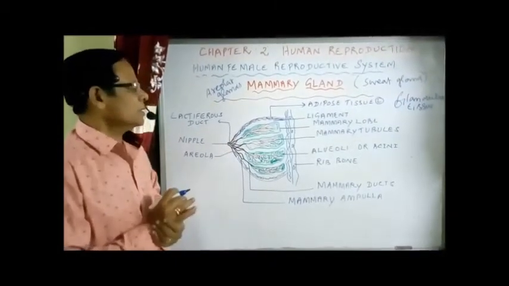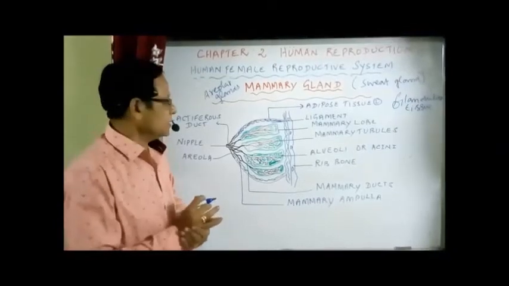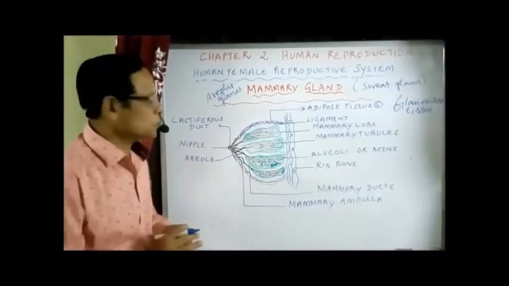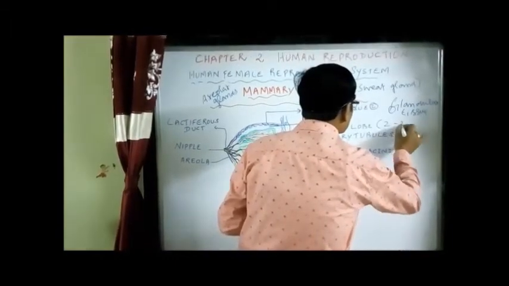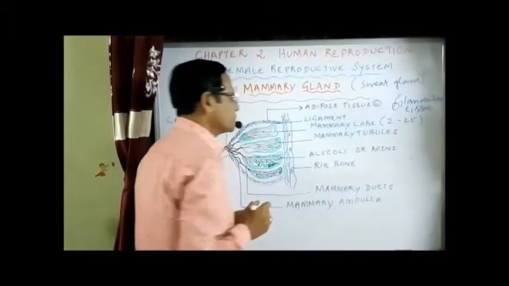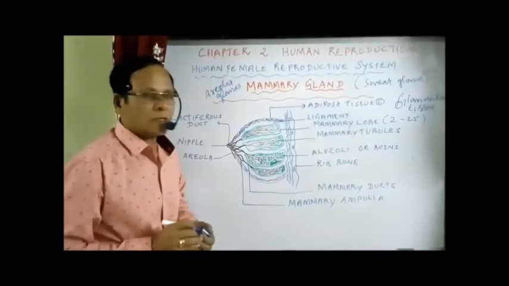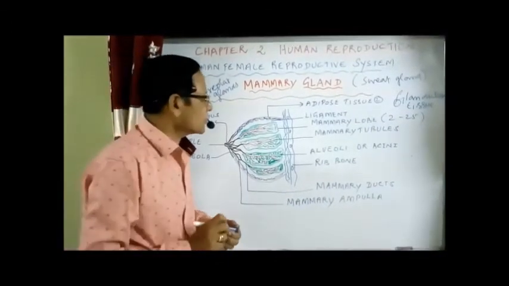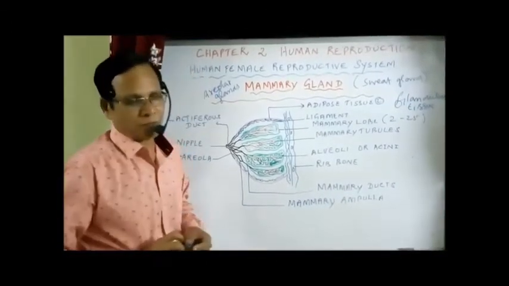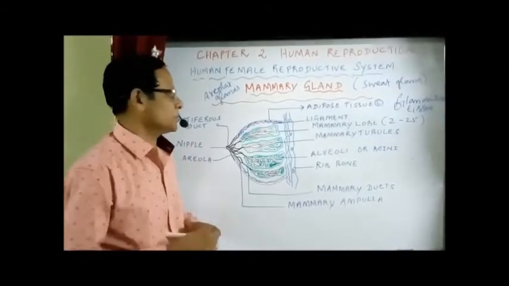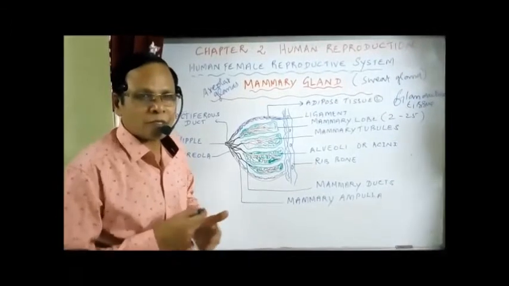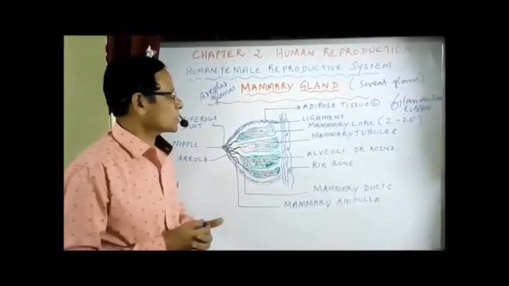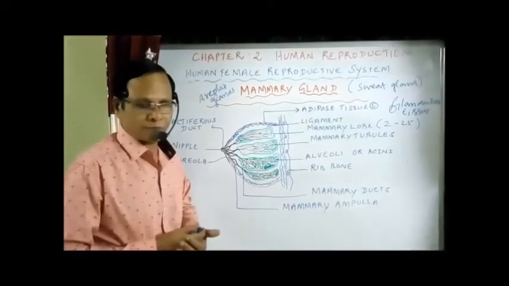That's one. Now internally, the mammary gland is divided into 2 to 25 mammary lobes. They are separated from one another by means of fat and connective tissue. Each mammary lobe is further divided into lobules, called mammary lobules.